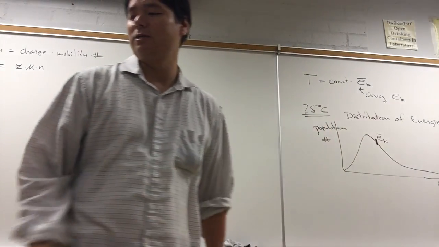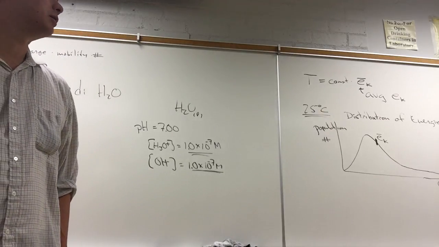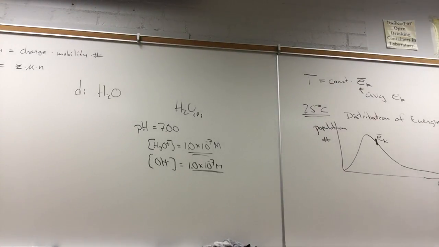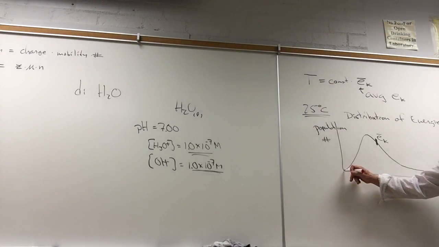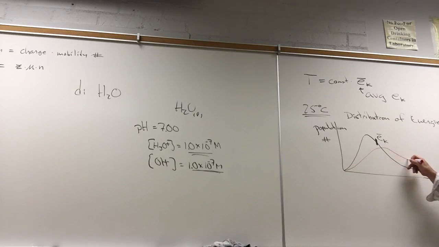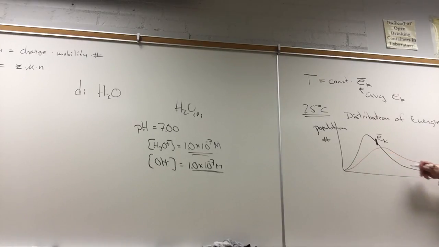What happens if I increase the temperature? If I increase the temperature, then the average kinetic energy should go up. The way the average kinetic energy goes up is, if it's the same population, then the area under the curve has to be the same. And so we thin out the lower energy and fatten up the higher energy. And so the average kinetic energy will be up here. This is E bar K at higher temperature.